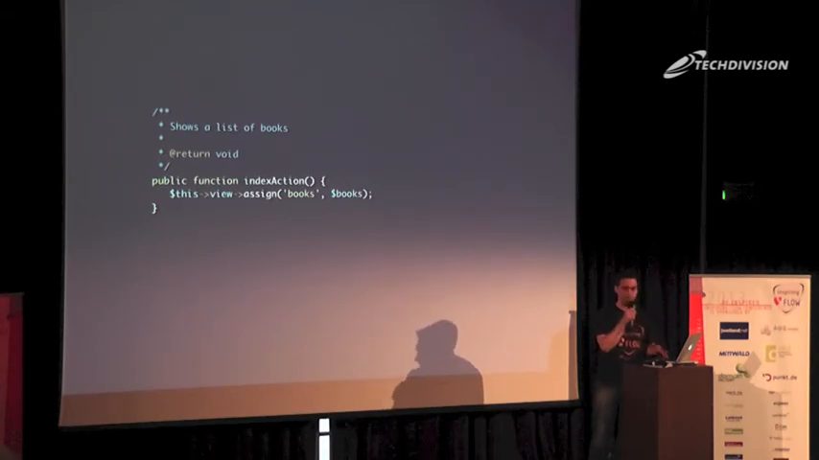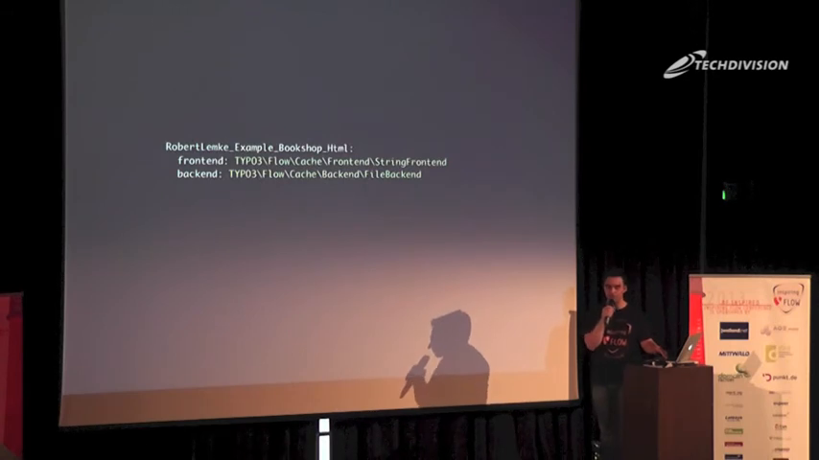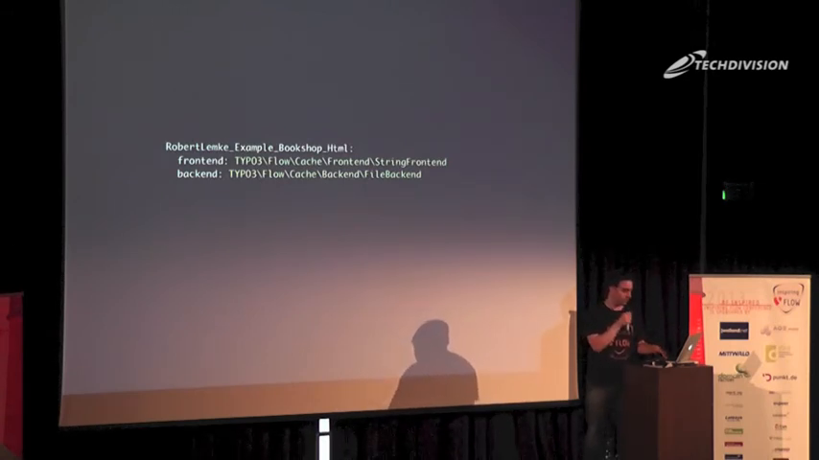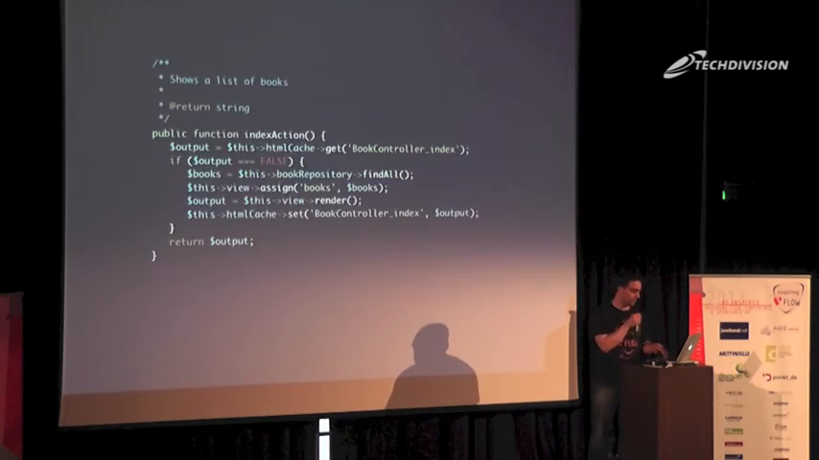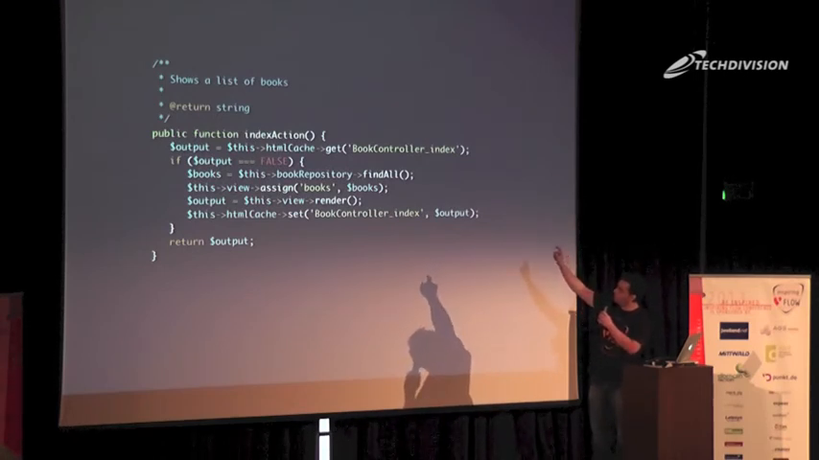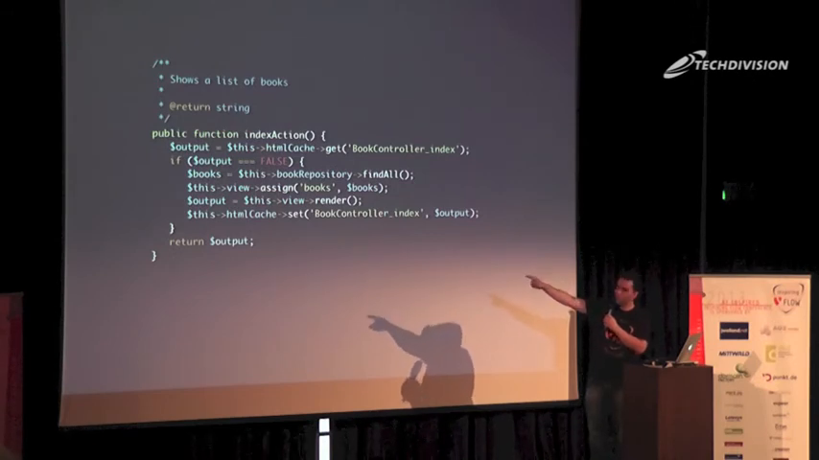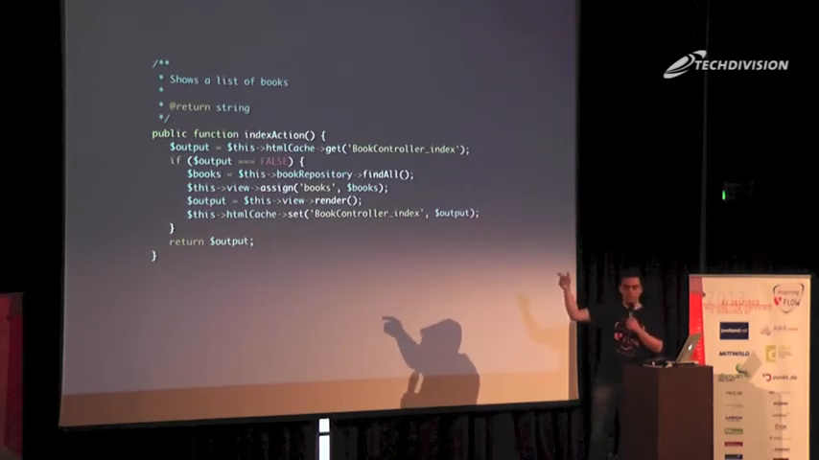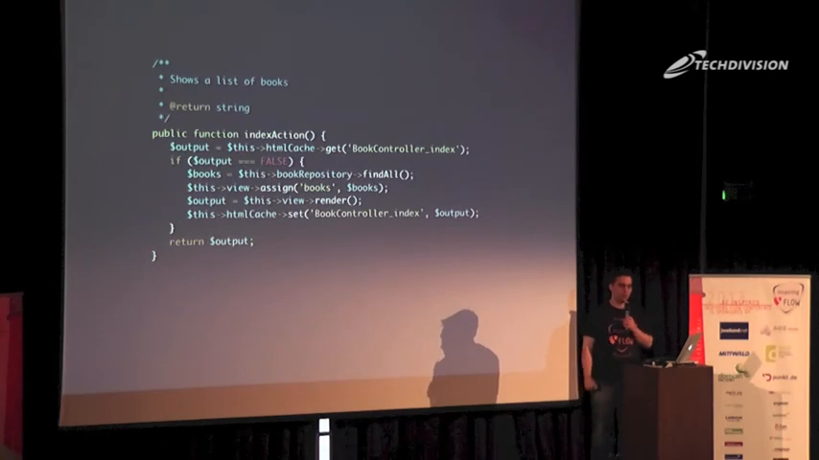What you need is the recipe for your homemade page cache. First, you need an entry in your caches YAML for a new cache. You call it the bookshop HTML cache, with a string frontend and a file backend, or a PDO or APC backend, whatever you like. Then you add some code into your index action, which checks: do I have something in the cache? In the first case I don't, so I find all books, assign them to the view, render the view manually into the output variable and set it into the cache. On the next hit, you will return the books immediately.